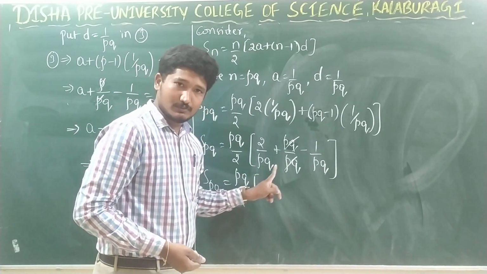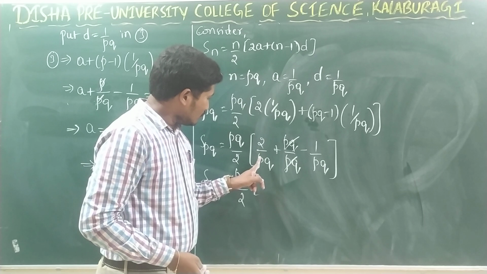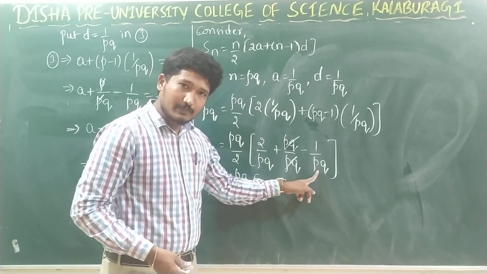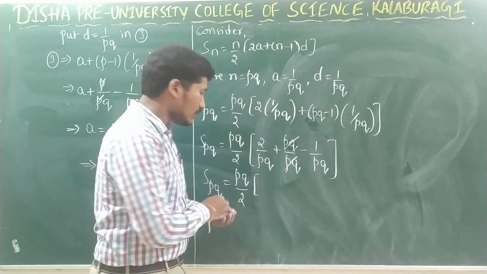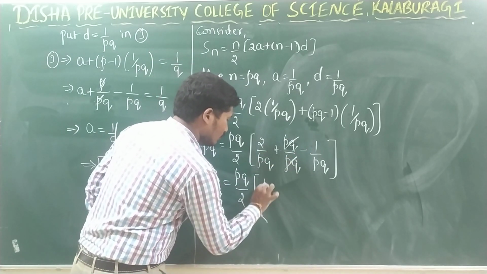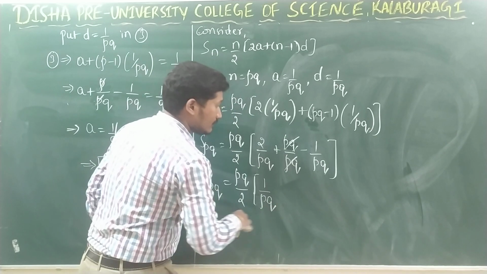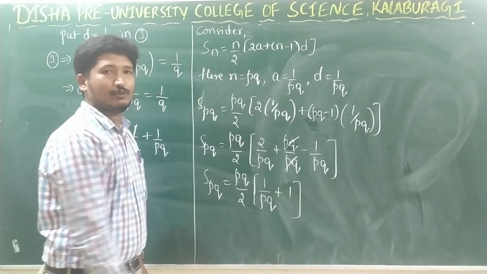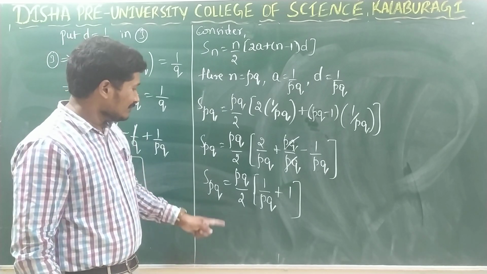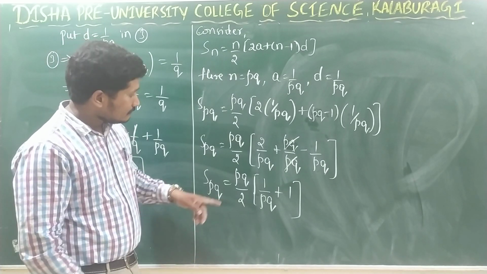These two are like terms, right? So the denominator is the same. So just subtract the numerator, that is 2 minus 1 is 1. So you will get what? 1 divided by PQ. Right? Plus PQ got cancelled, so we are left with 1. Right? So now what do you do?